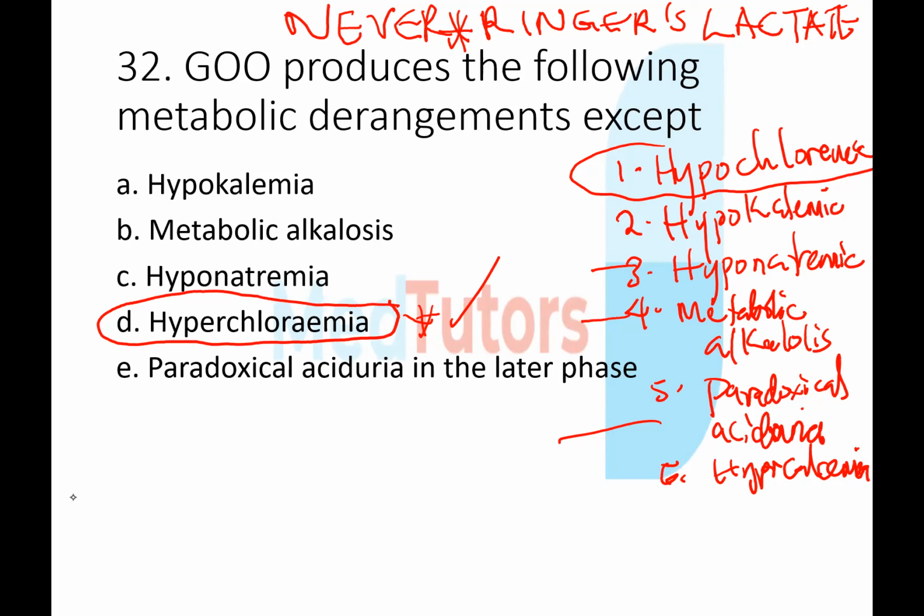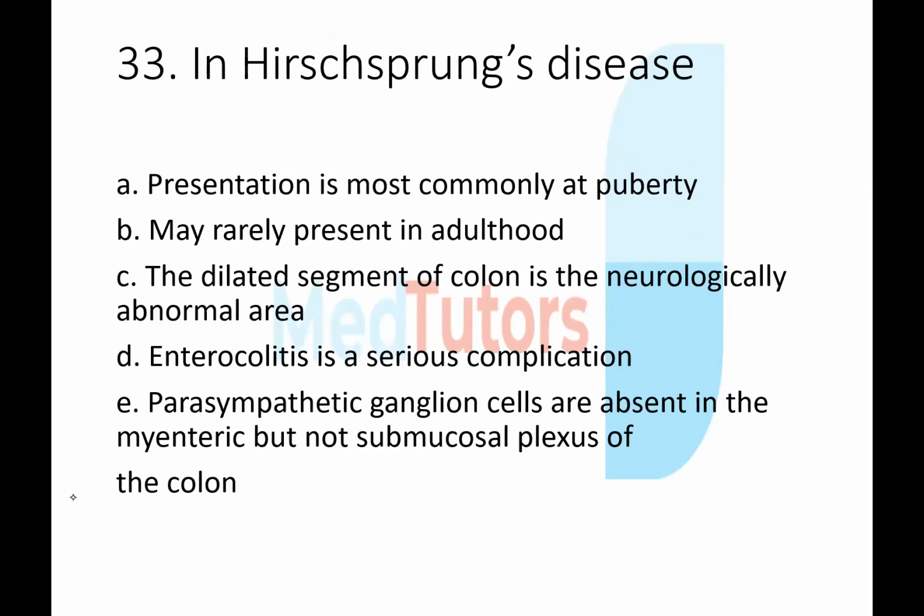Okay, sorry for that slight interruption. So 33, Hirschsprung's disease. Now, in Hirschsprung's disease, a presentation is most commonly at puberty. Of course, that is false. May rarely present in adulthood. Yes, it can present in adulthood.